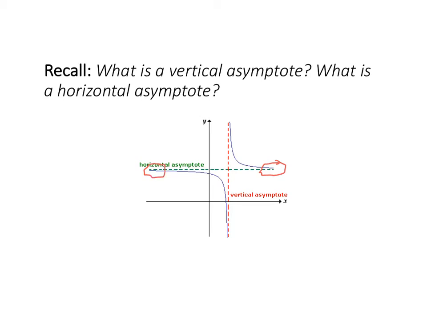The vertical asymptote is a dotted line, the vertical line in red. Again, it gets really close up here, and it gets really close down here, but it never touches. So that's what we mean by a vertical and a horizontal asymptote, where the function gets really close to, but never really touches.